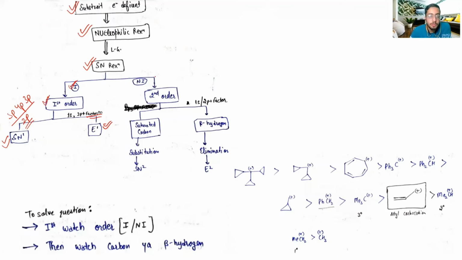On the other hand, if there is no formation of carbocation, then the reaction is called second order. In second order, if we have a nucleophile of 2p type with the 3 factors, which are heat, base, or bulkiness, then the nucleophile attacks the beta hydrogen and we get the elimination product, and this is called E2 elimination.